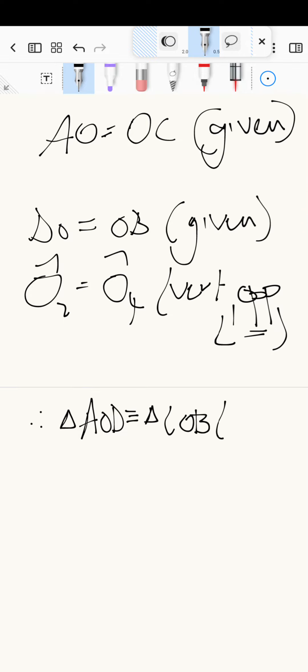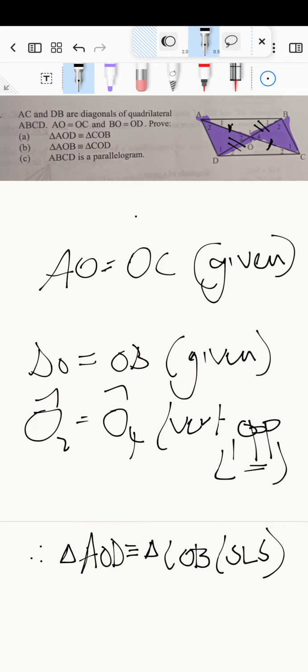How did we prove congruency? We said side, angle, side. All right, so that's the first part of our question. The next video will deal with B.